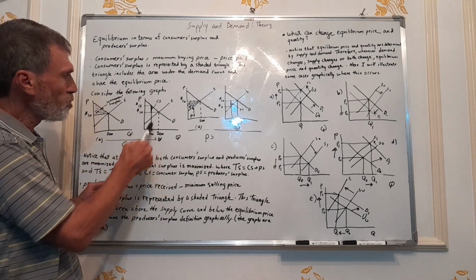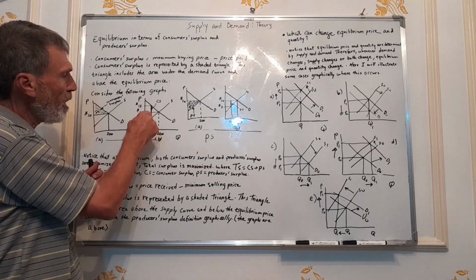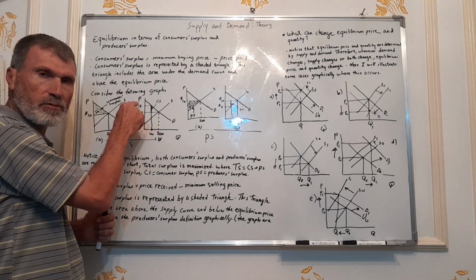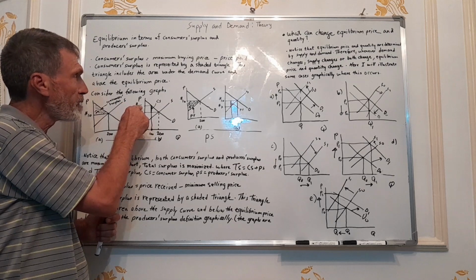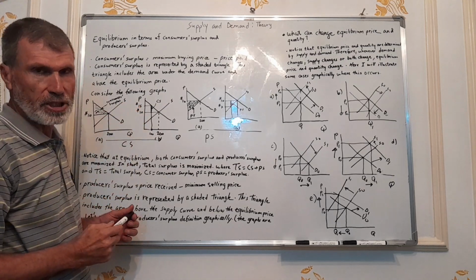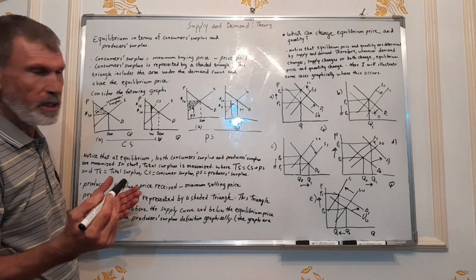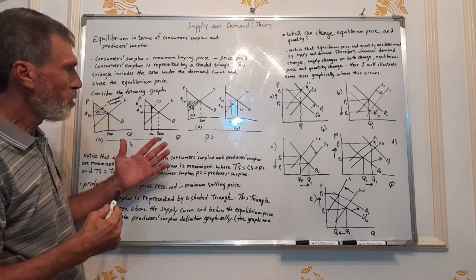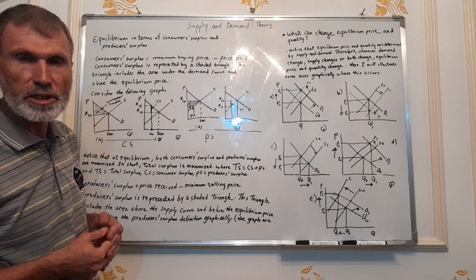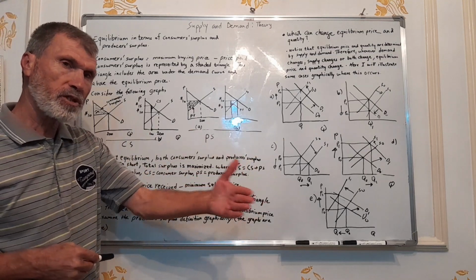So here, the consumer surplus is represented by the difference between the maximum buying price and the price actually paid, which is 15 minus 10, which is equal to $5.